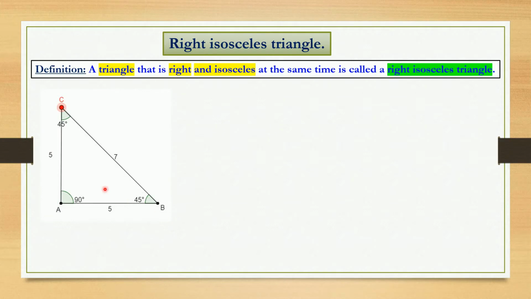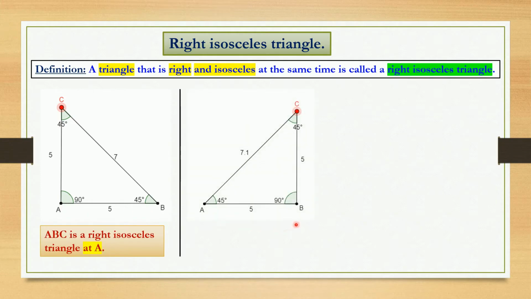In this figure, we have a triangle CAB. It has a right angle at vertex A, angle CAB equals 90 degrees. It also has two equal sides, AC and AB. So this triangle is right and isosceles at the same time. We call it a right isosceles triangle. So ABC is a right isosceles triangle at A. A is the main vertex.